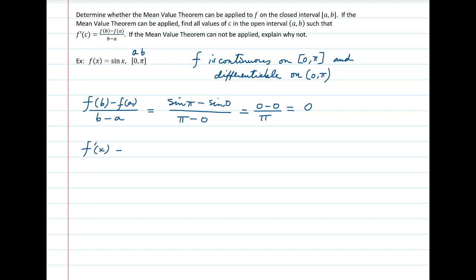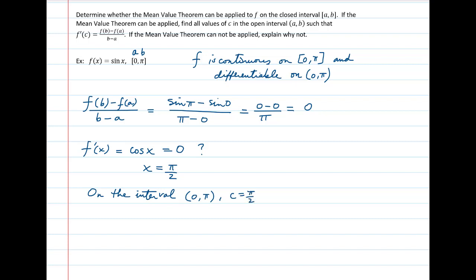Okay, so since the function is continuous and differentiable, we're going to go ahead and find the derivative of f, which is just cosine of x, and then set that equal to 0 and solve for x. So cosine of x equal to 0 happens at pi halves. Since we're only interested in the solutions from 0 to pi, that's the only one here. Therefore, the mean value theorem does apply, right? Since f is continuous and differentiable, we found that quotient to be equal to 0.